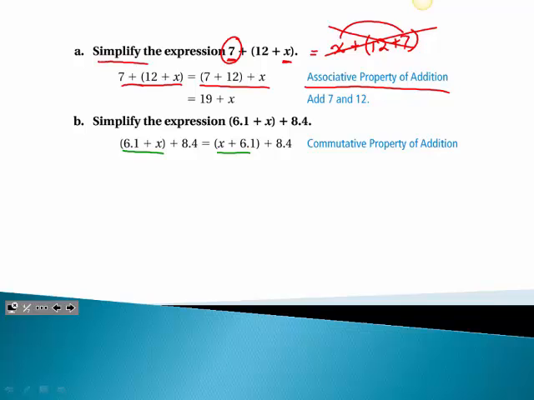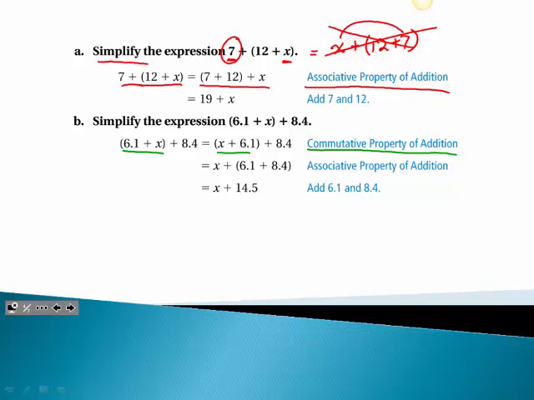Now, because they traveled, we can say we used the commutative property of addition. Now that the 6 plus 1 and the 8.4 are next to each other, we can move the parentheses and use the associative property. Once they're together, we can just add them and get x plus 14.5. All right, that's the tricky part. You can't switch something outside of parentheses with something inside of parentheses. It doesn't work that way. You have to use the commutative property to get them in the right order first.